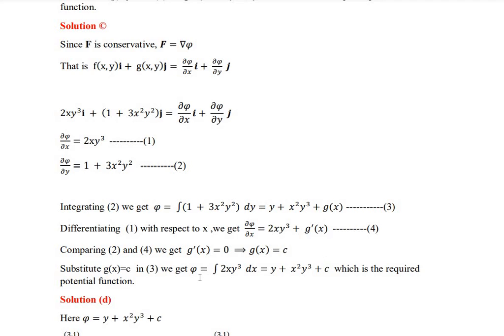So therefore we can substitute g of x is equal to c in 3. You will get phi is equal to (1 plus x squared) y cube plus c, which is the required potential function.